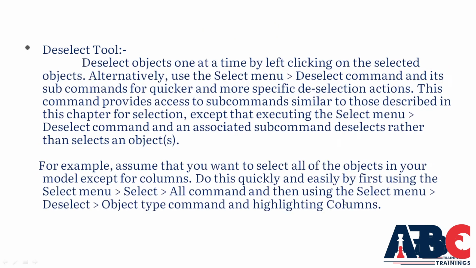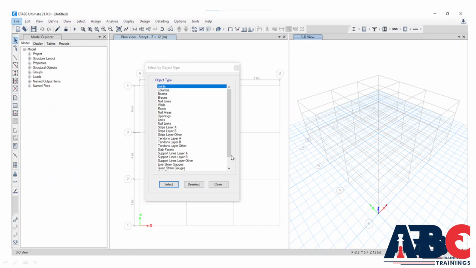Then next is deselect tool. Deselect tool is opposite to select tool. I will directly show you in the ETABS software. So next we are going to learn is edit tool.